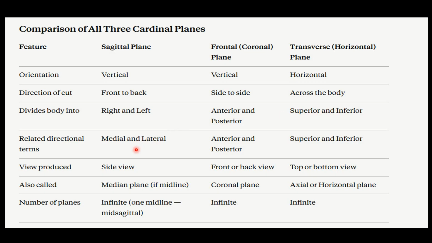Okay, it is related to medial and lateral, it is related to anterior and posterior, and it is related to superior and inferior. Now this one provides us the side view, this one provides us the front or back view, and it provides us the top or bottom view. It is also called the median plane if midline, it is the coronal plane, it is the axial or horizontal plane. If we talk about the number of planes, it's infinite, but for the midline mid-sagittal, there is only one midline.